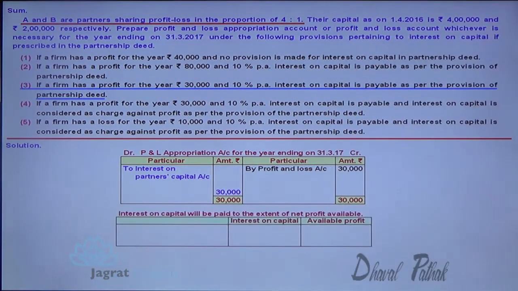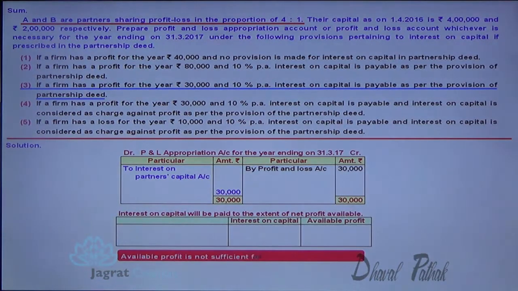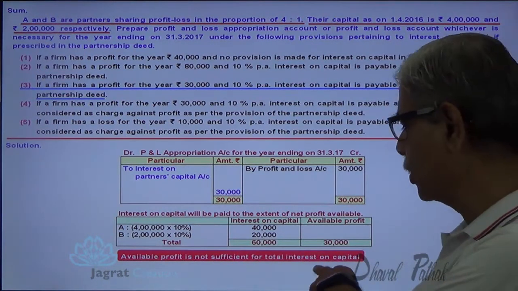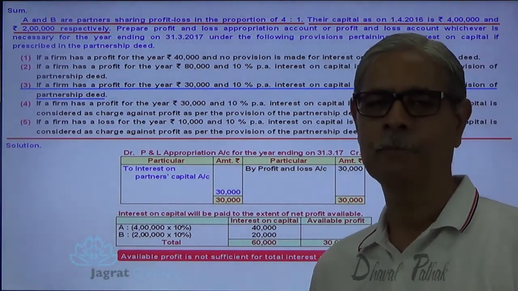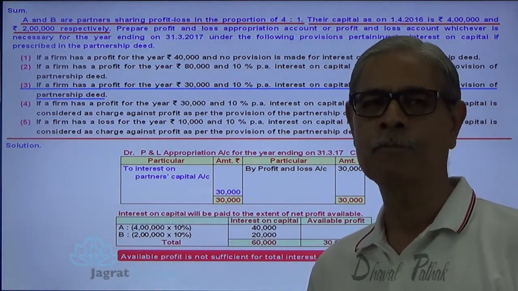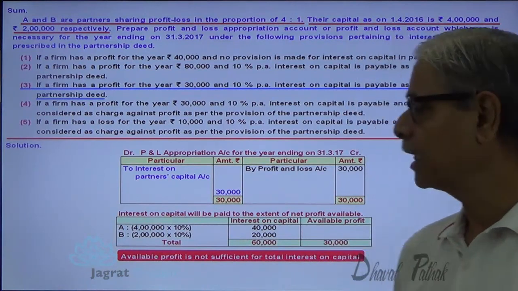As I told you, interest on capital on 4 lakhs at 10% is 40,000, and on 2 lakhs is 20,000. So total interest on capital required to be paid is 60,000, but the available profit is 30,000. So when the profit is not sufficient to pay the interest on capital, the insufficient profit will be distributed amongst partners in the proportion of interest on capital.